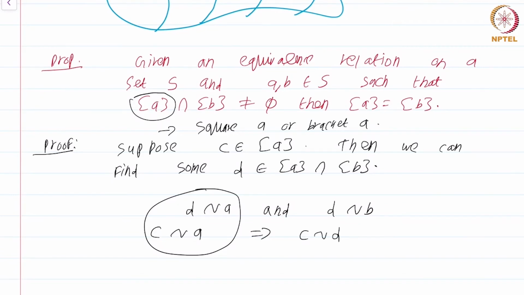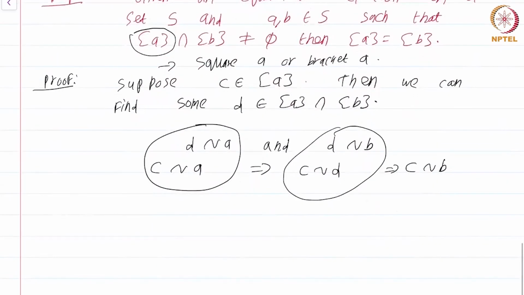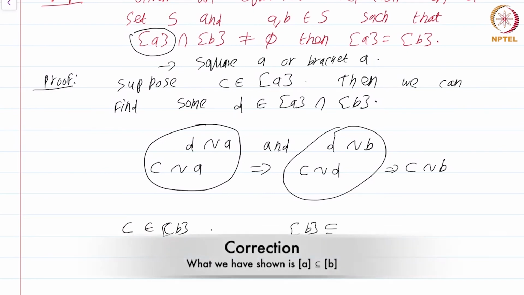Correct. Now D is related to B and C is related to D means that C is related to B, again by transitivity. Okay. So what does this show? This shows that C is an element of the equivalence class of B. Ultimately what we have shown is that the equivalence class of B is a subset of the equivalence class of A.